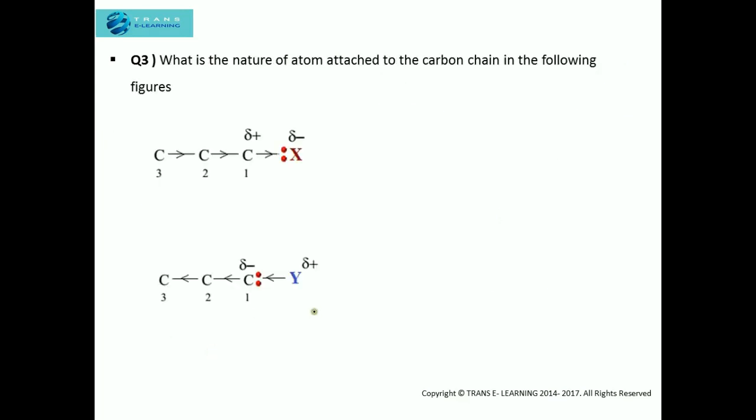Third question: what is the nature of atom attached to the carbon chain in the following figure? As you can see here, the carbon atom develops partial positive charge, whereas X atom develops the partial negative charge. So that means the electrons are getting attracted towards this X atom attached to the carbon chain. So this X atom is more electronegative than the carbon atom and the carbon chain. That is the reason that the electrons are getting attracted towards this X atom.